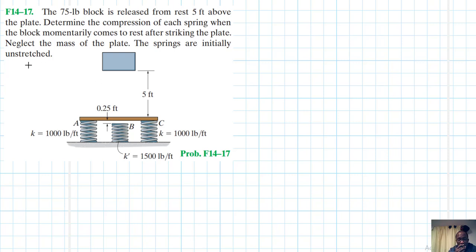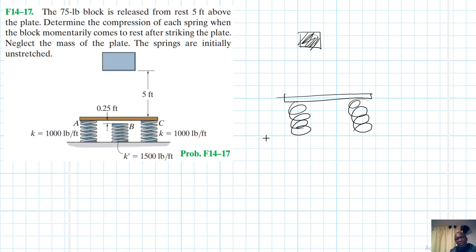This problem is coming from Engineering Mechanics: Dynamics, 13th edition, by R.C. Hibbeler. So we have the block like so. It comes to drop here where we have these springs, right? What happens? Of course, these springs will get compressed, okay? But there is already some distance here, right?